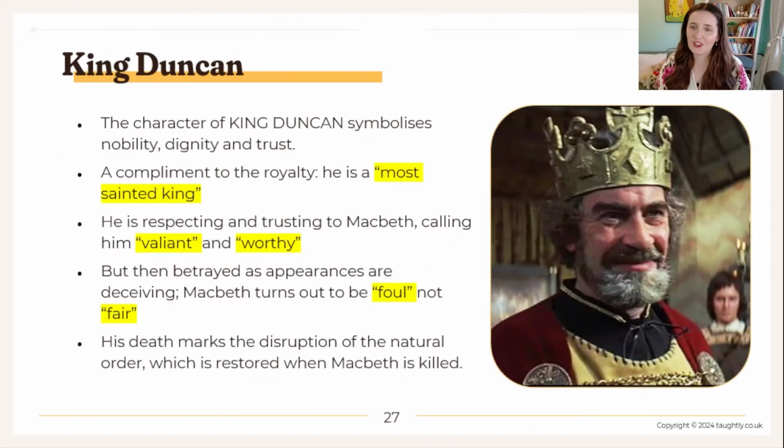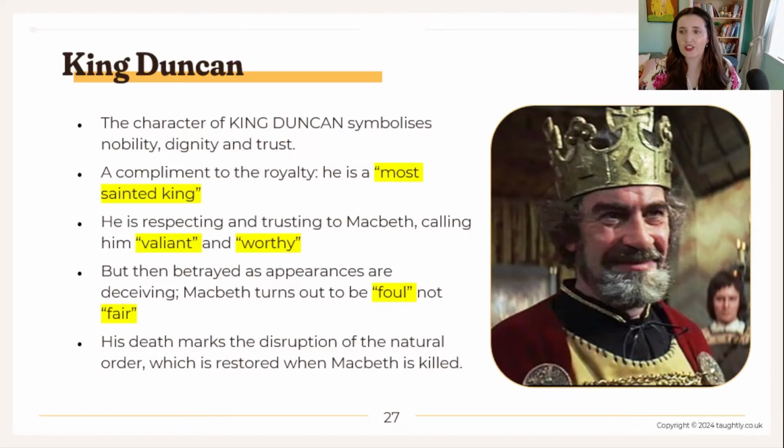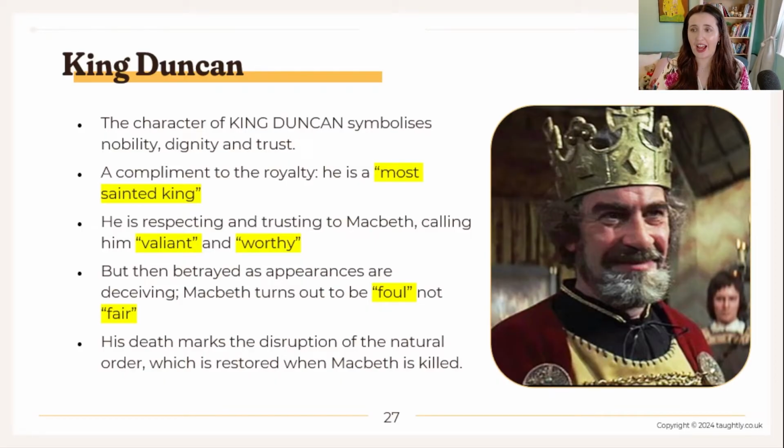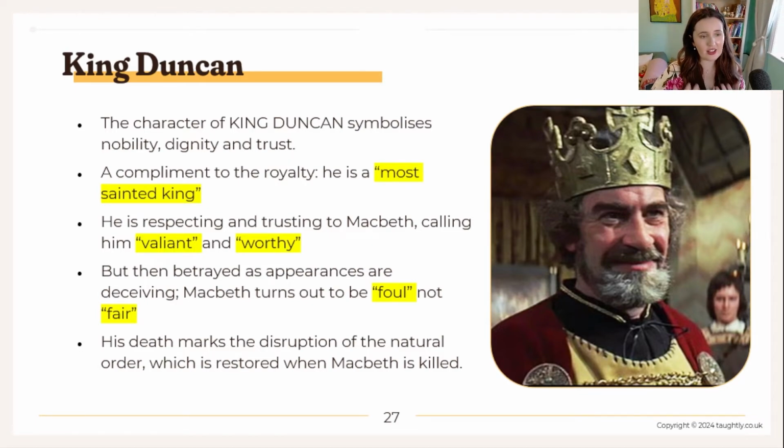Up next, King Duncan. So King Duncan symbolises nobility, dignity and trust. He's the king that we should have, the king that God chose, the king that Macbeth will never be. So we see that Shakespeare is complimenting royalty and complimenting King Duncan. He is described as a most sainted king. He is respecting and trusting to Macbeth even though he shouldn't be. He calls Macbeth valiant and worthy.